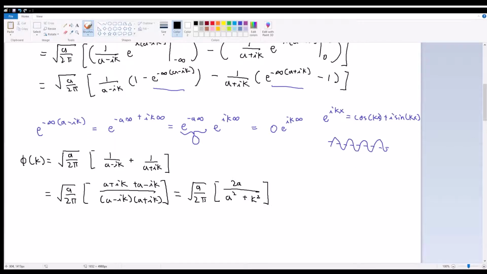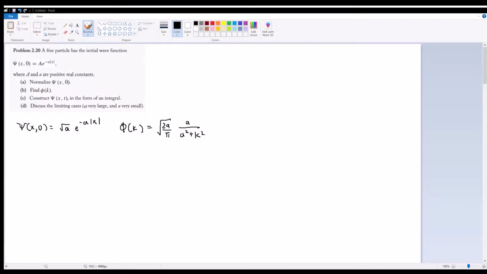We can simplify this a little bit if we want, and cancel out the 2 at the top with the square root of 2 at the bottom. This is going to give us square root of 2a over pi times a over a squared plus k squared. But that's really as far as we need to go with this. So that's part B.